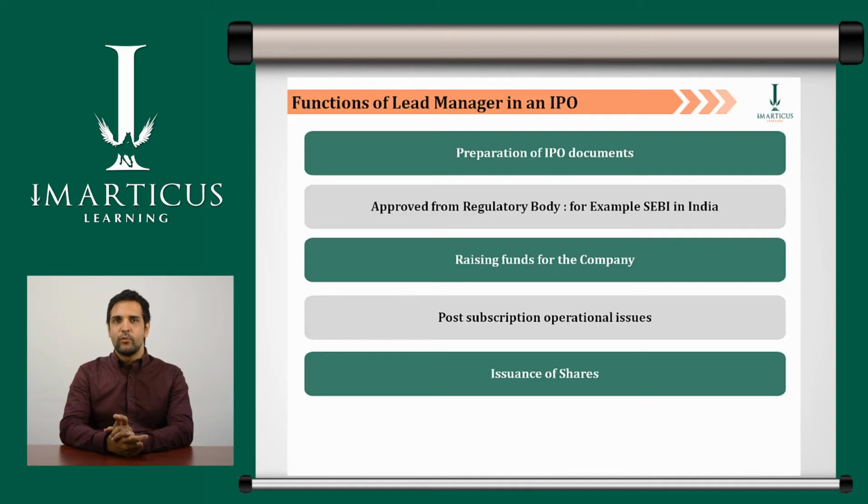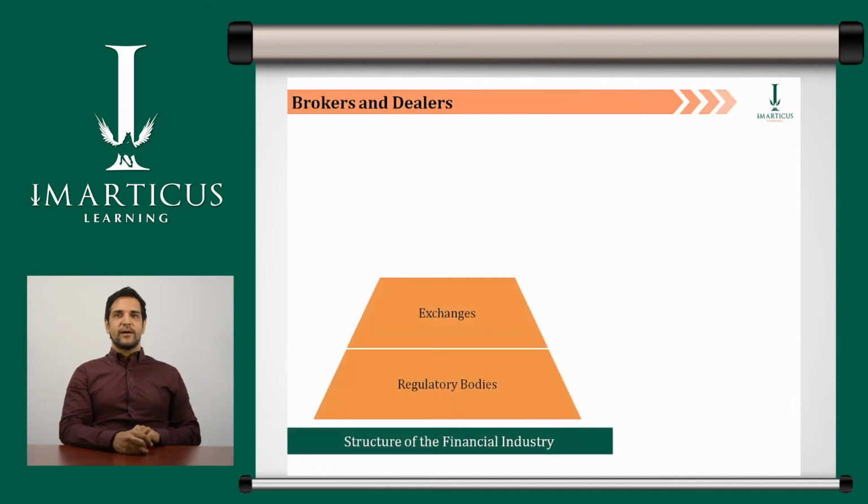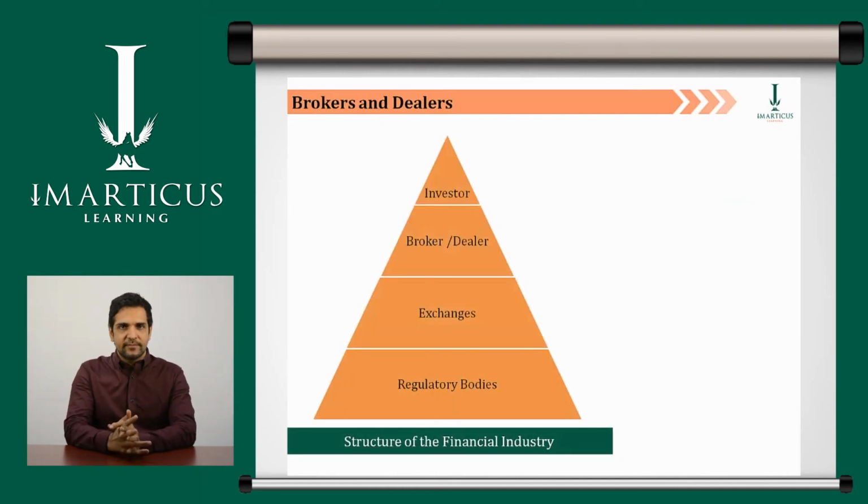Now let's take a look at brokers and dealers. On the screen, the diagram highlights the structure of the financial industry. The regulatory bodies, Securities Exchange Board of India, or the Securities Exchange Commission in the USA, are at the base. Thereafter, the regulatory bodies appoint stock exchanges, Bombay Stock Exchange or National Stock Exchange in India, and New York Stock Exchange or NASDAQ in the USA, to regulate the operations of brokers and dealers.